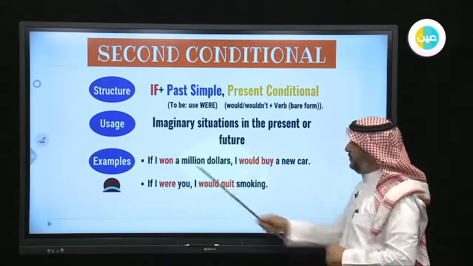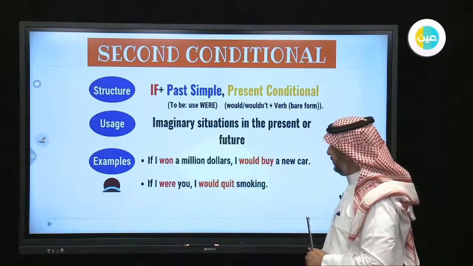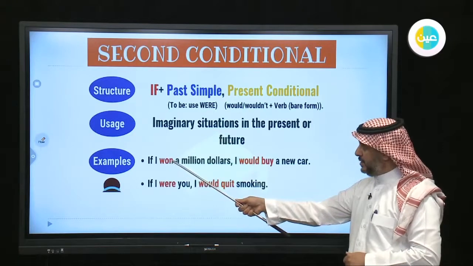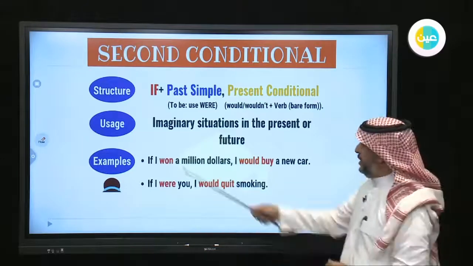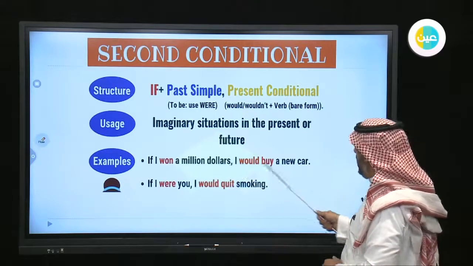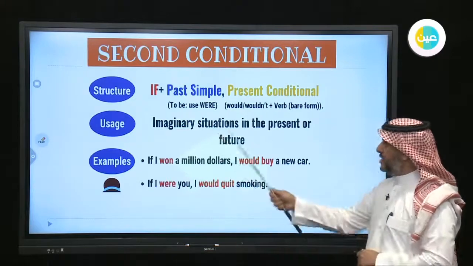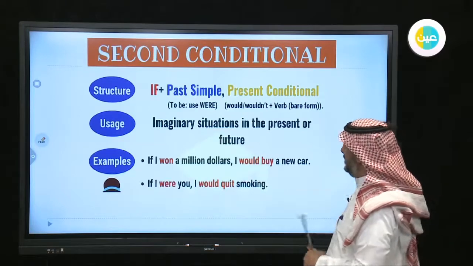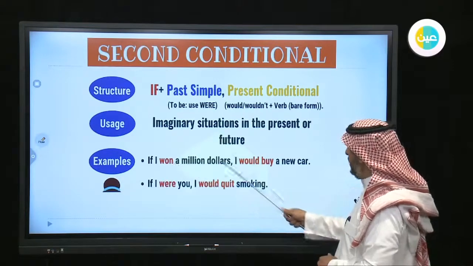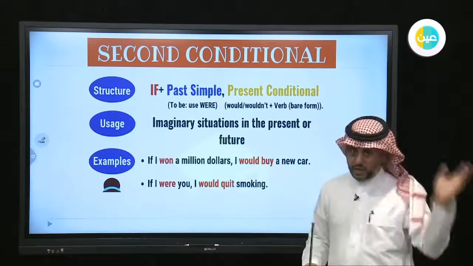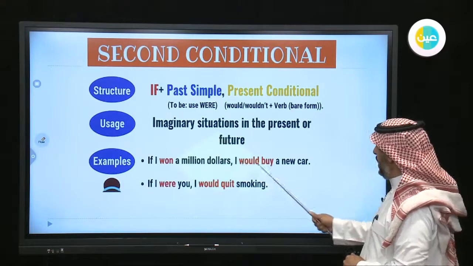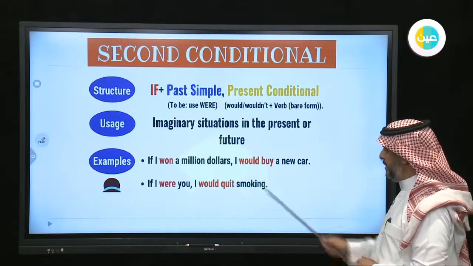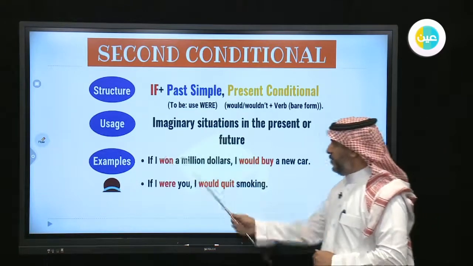Remember, an imaginary situation. If I won $1 million, comma, I would buy a new car. It is past simple, but we are talking about the present or future. If we won $1 million, we would buy a new car. Can I change the order of the sentence? Yes, of course. I would buy a new car if I won $1 million, without comma.